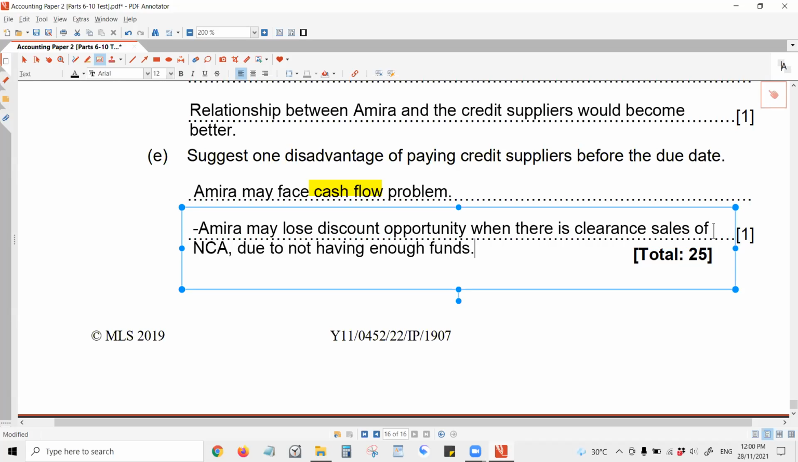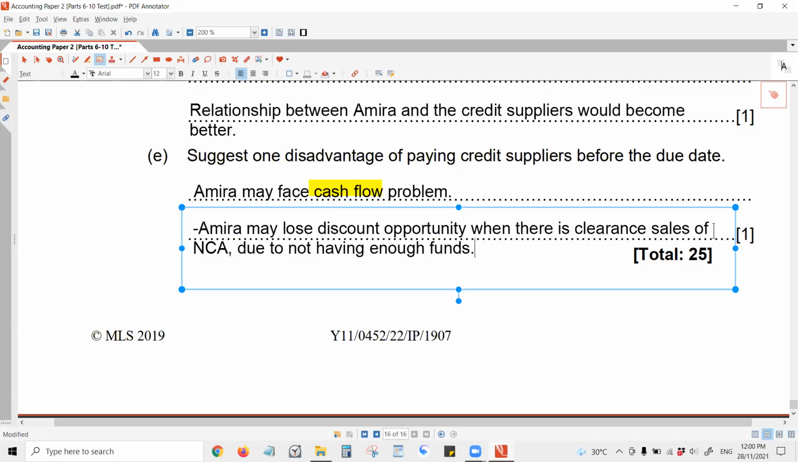You know clearance sales, right? Have you been to clearance sales? Clearance sales of, let's say, a popular bookstore. They always do clearance sales because they want to get rid of all the old books. When they do clearance sales, do they sell them at a higher price? Of course not, right? They sell at a much lower price.